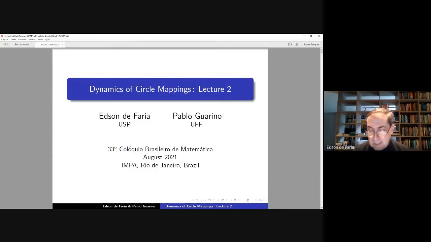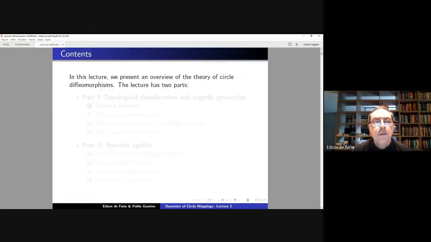You saw in lecture 1, given by my friend Pablo Guarino, basic facts about rotations, and he also explained the basic topological dynamics of homeomorphisms of the circle. So by now you're familiar with all the terminology, and he also spoke about rotation numbers and the continued fraction development of rotation numbers. He did a little bit of continued fraction theory for you in part 2 of his lecture.